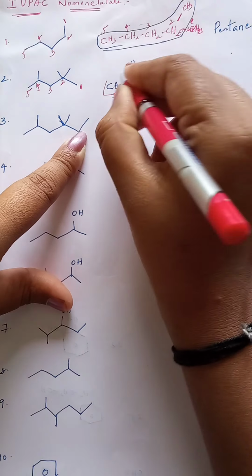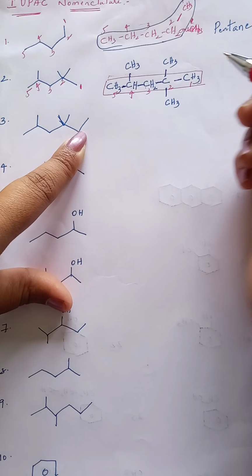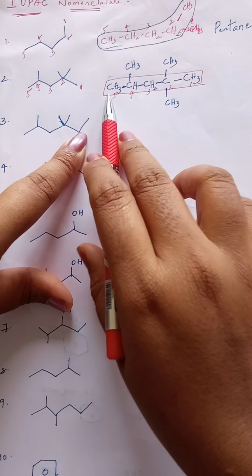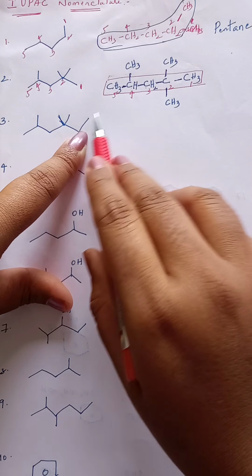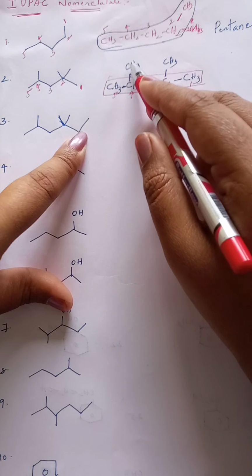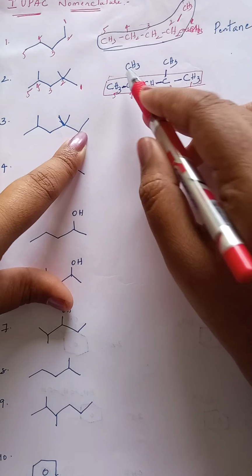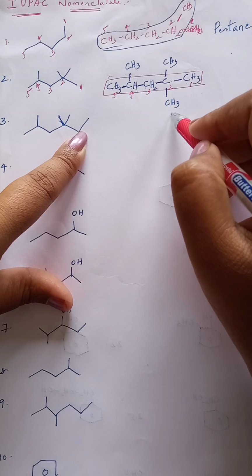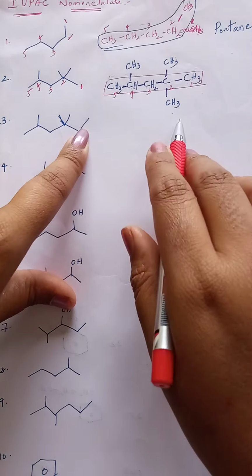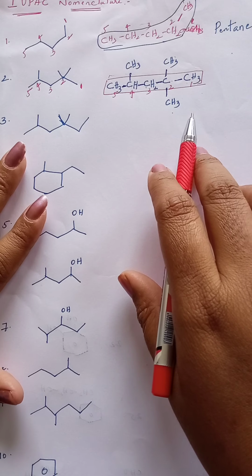Take the parent chain. This is the longest continuous carbon chain. Longest in the sense that 1, 2, 3, 4, 5 carbons are covered, so it is to be taken as the longest chain. Even we can take this, 1, 2, 3, 4, 5. We can take even this, 1, 2, 3, 4, 5. Because all these ways cover the same number of carbon atoms.